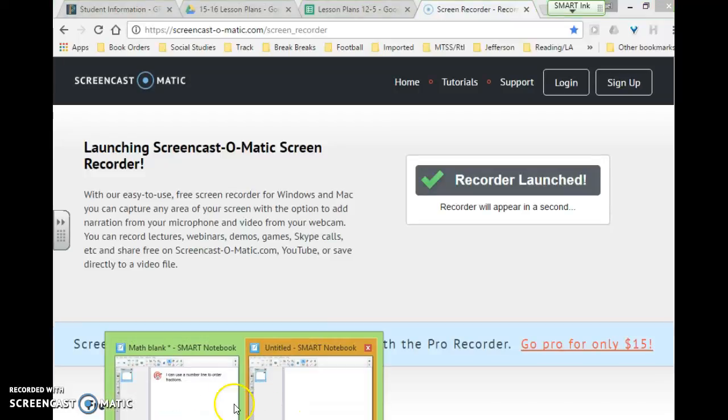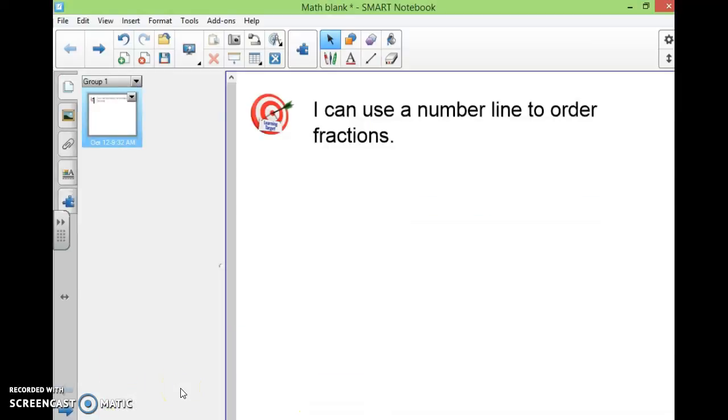Alright, fourth graders, here we go with our math video. Our learning target is I can use a number line to order fractions.